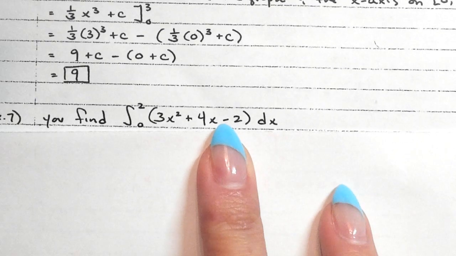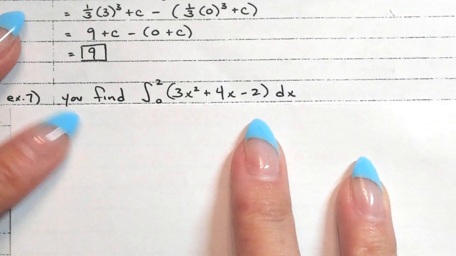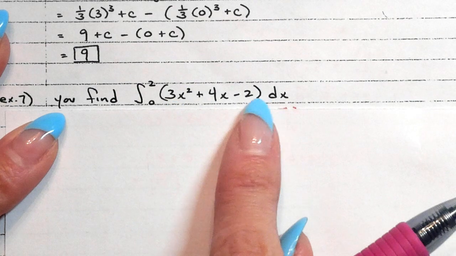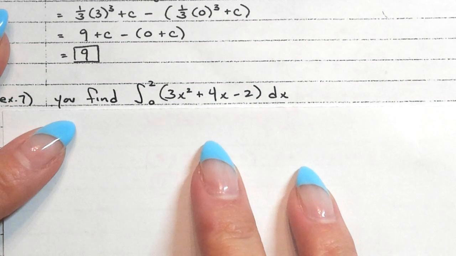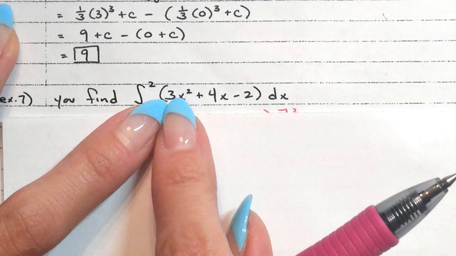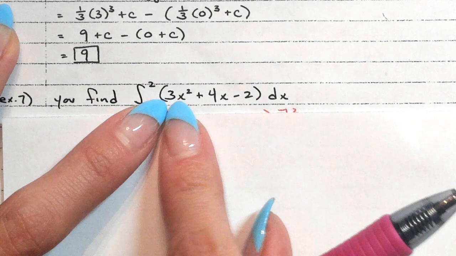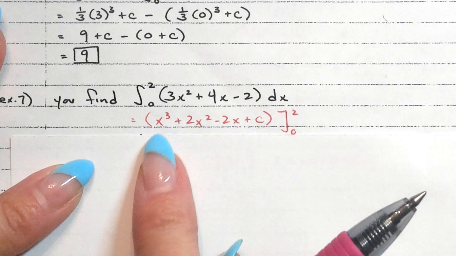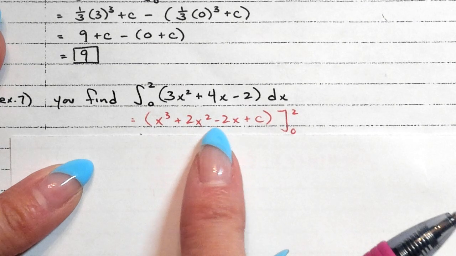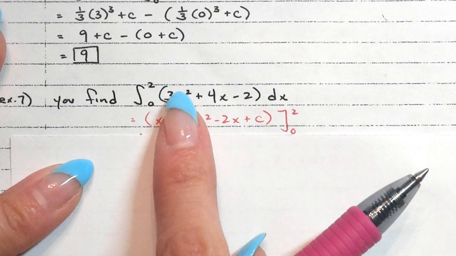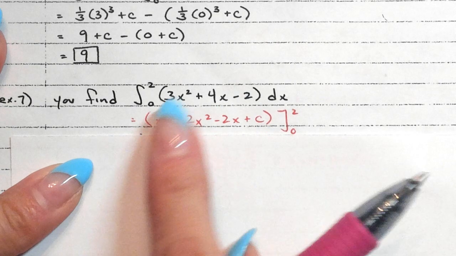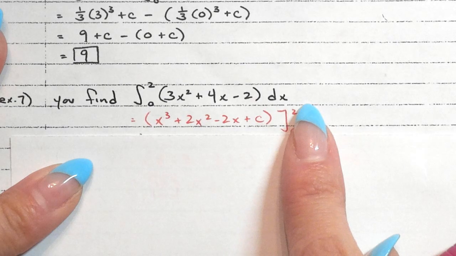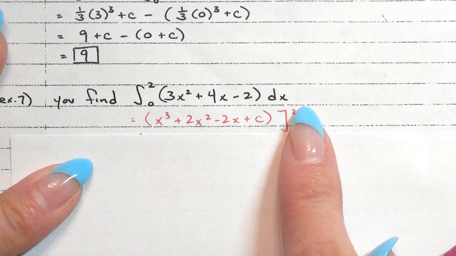I'll do this one with you. You're going to find the area between 0 and 2 of this parabola. So the first thing is, I think you can do this one in your head maybe. Find the antiderivative of that, which is x cubed plus 2x squared minus 2x plus c, right? So find the antiderivative. If you need to use boxes, it's fine. And then you're going from 0 to 2. So we write it like this, 0 to 2.